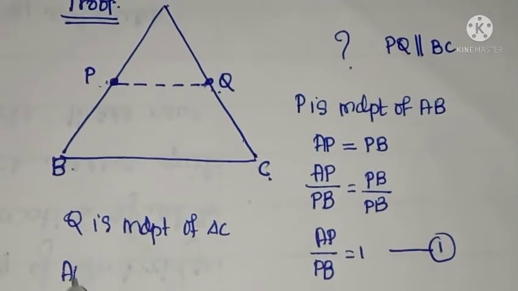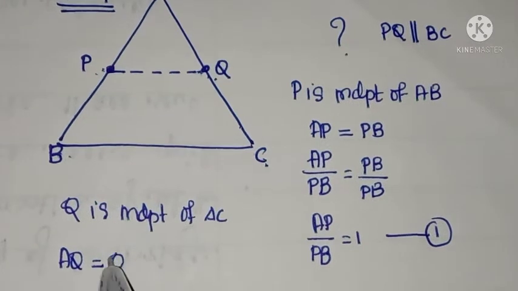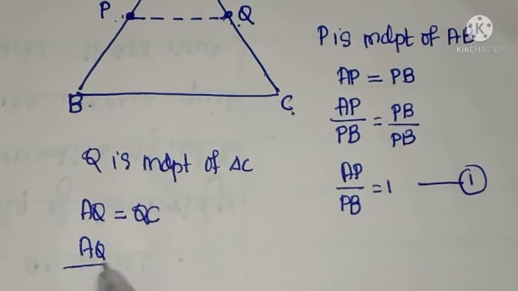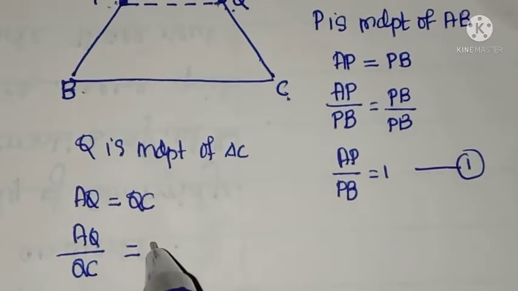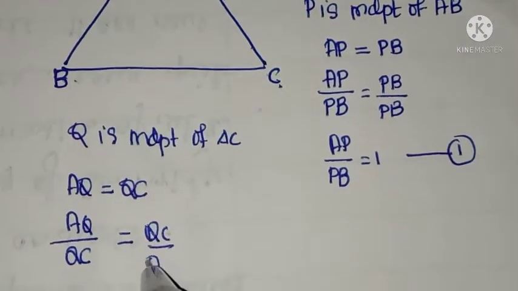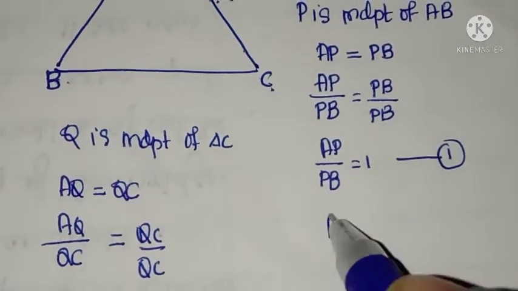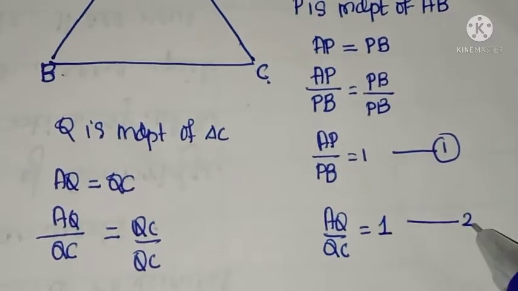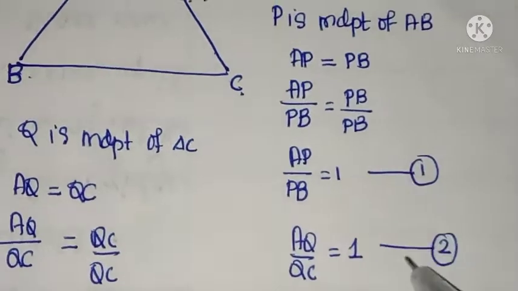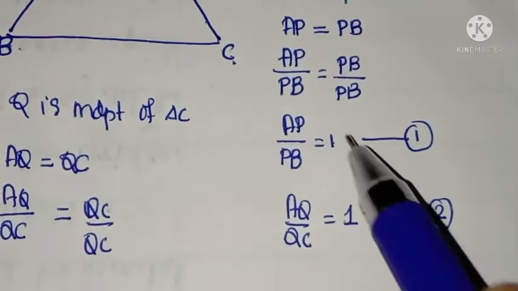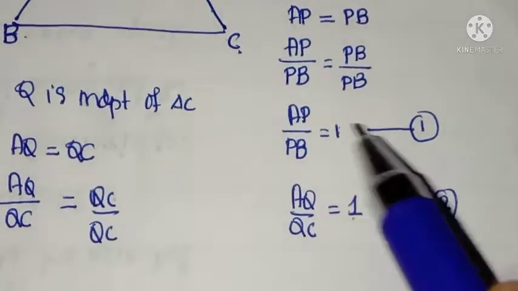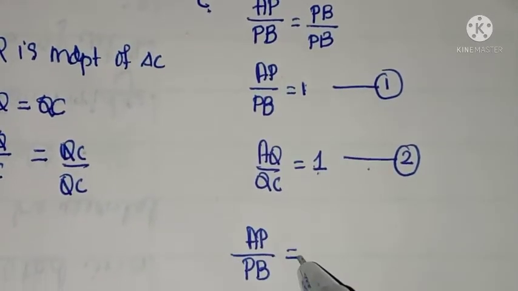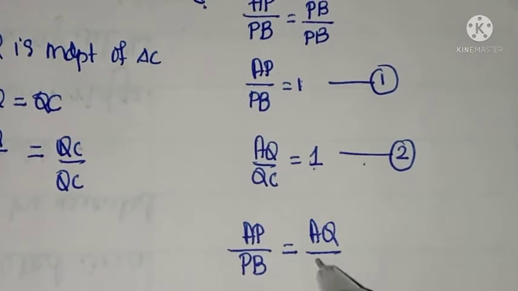That is, AQ distance is always equal to QC distance. Now dividing by QC, we have AQ by QC is equal to QC by QC, or AQ by QC equal to 1. Put it as equation number 2. From these two equations, the right side is equal, so we can equate the left side. AP by PB equal to AQ by QC.